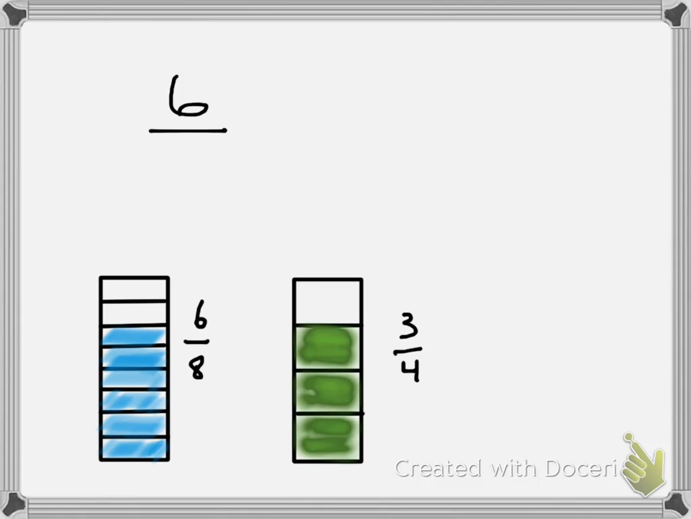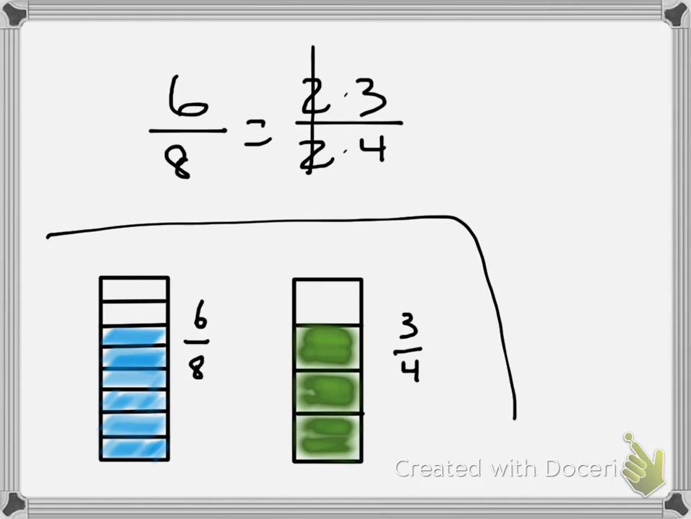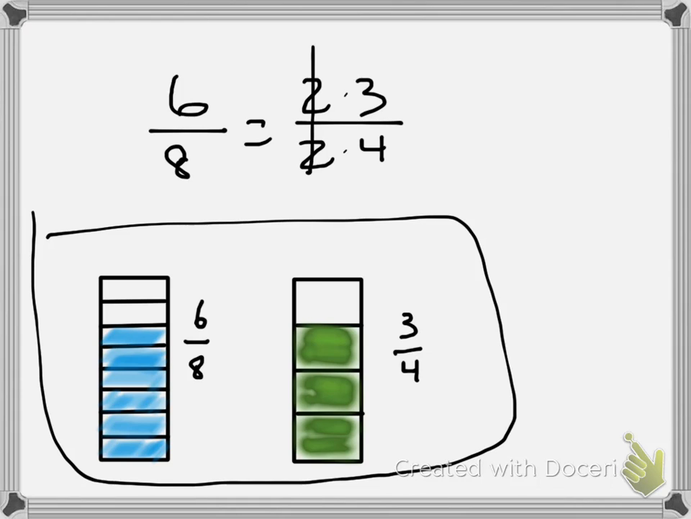So again, 6/8. 6 is the same thing as 2 times 3. 8 is the same thing as 2 times 4. The pair of 2's cancel out, and what we have left is 3/4. And then the diagram down here shows us that visually makes sense, that 6 out of 8 pieces takes up the same amount of space as 3 out of 4 spaces. It's that simple.